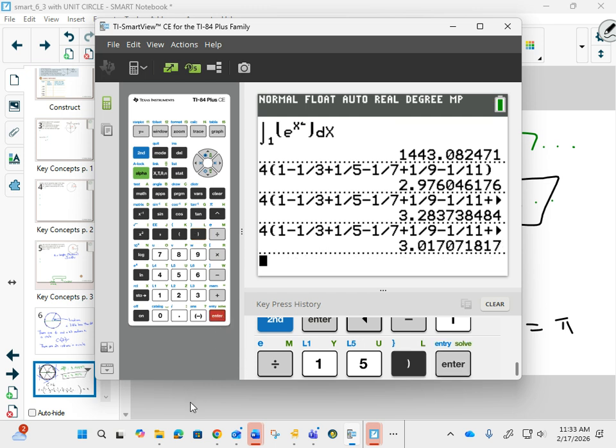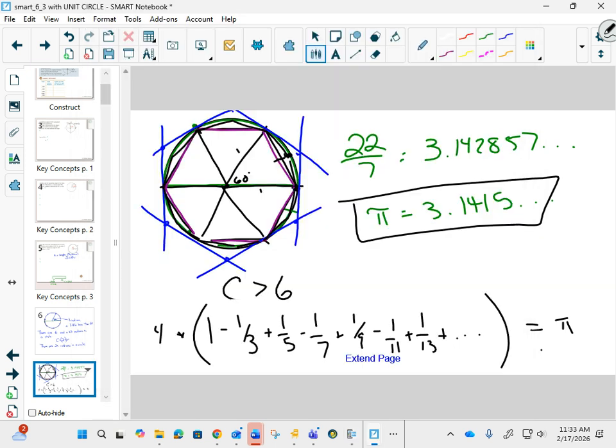Now I'm at 3.01. If I added the next one, I get too high, and then I subtract too low, then too high, and I keep getting closer and closer. And if you did this forever, you could get close to pi.